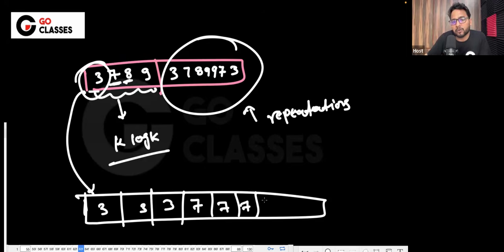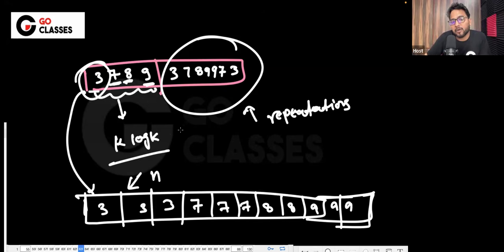8, how many times you have to write? Total 2 times, right? 9, how many times? I think 3 times, right? So you can write like this. And since you're writing all the n elements, it will take additionally n time. So k log k plus n. This will be your time. K log k plus n.